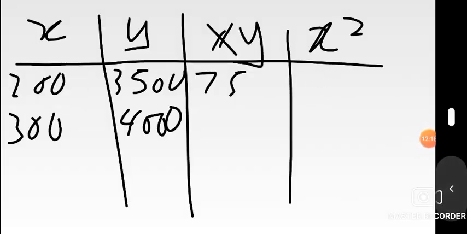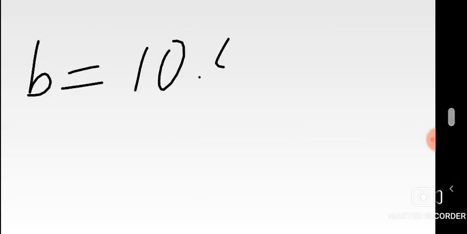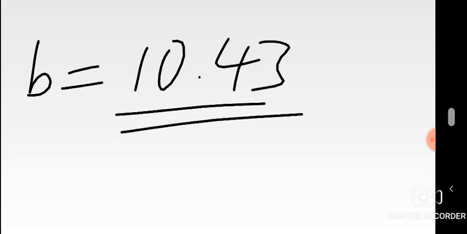So let me just erase this on the screen. After you've done your tables, you get to substitute that. Your B, at the end of the day, you should get 10.43. That's your B. So what is your B representing? Variable costs. Take note of that.